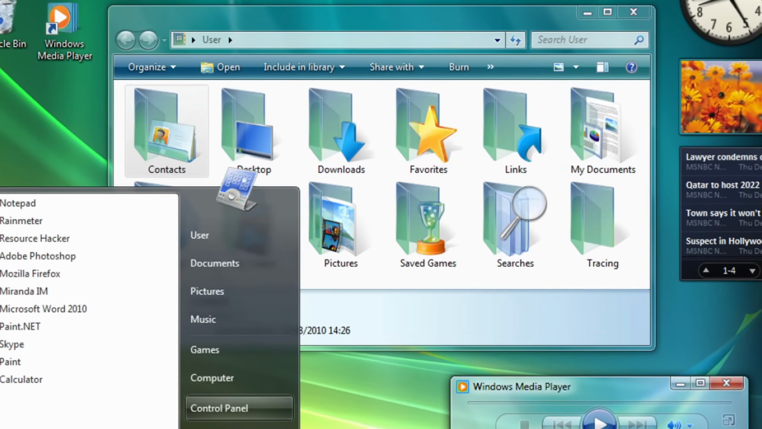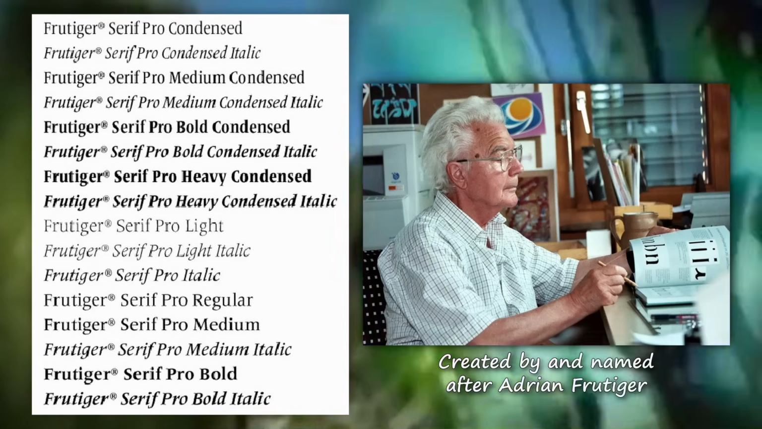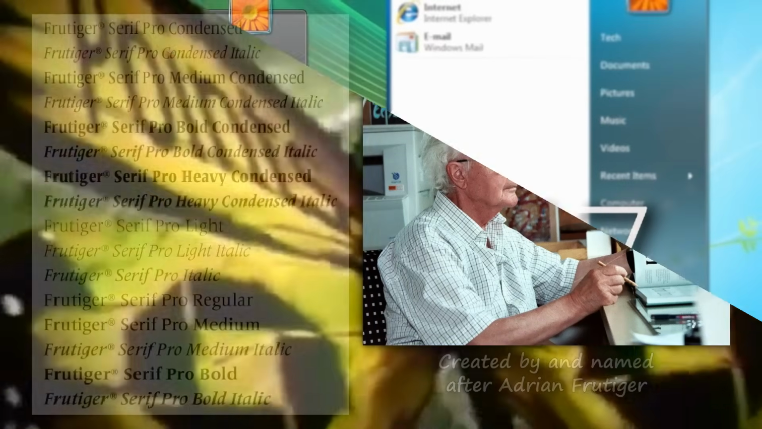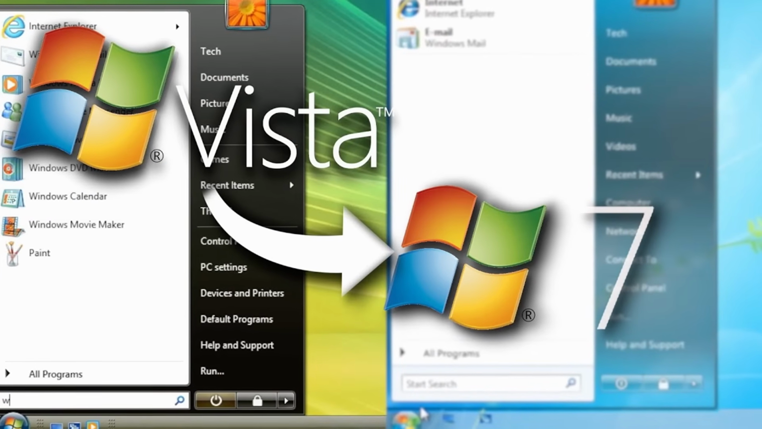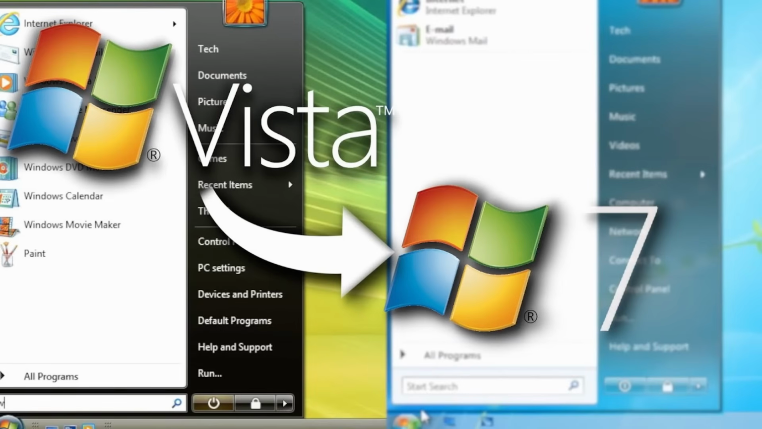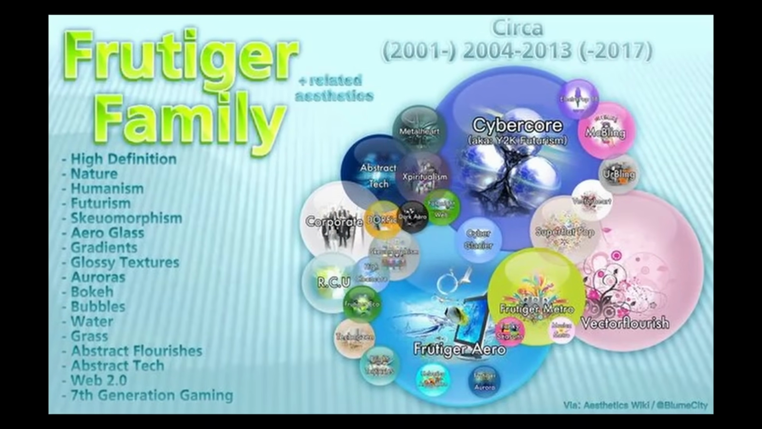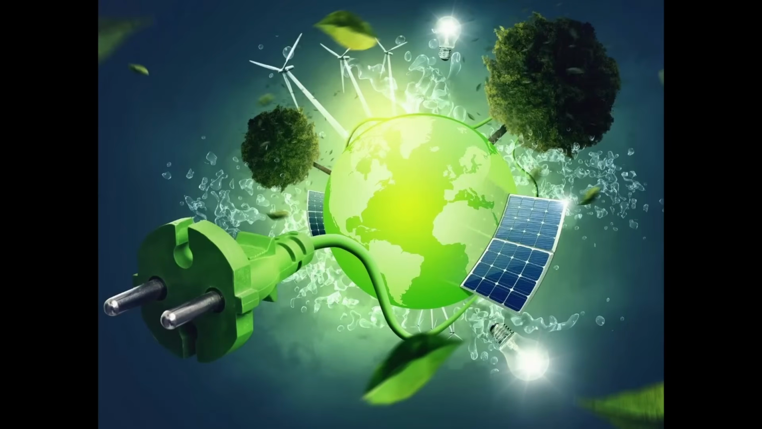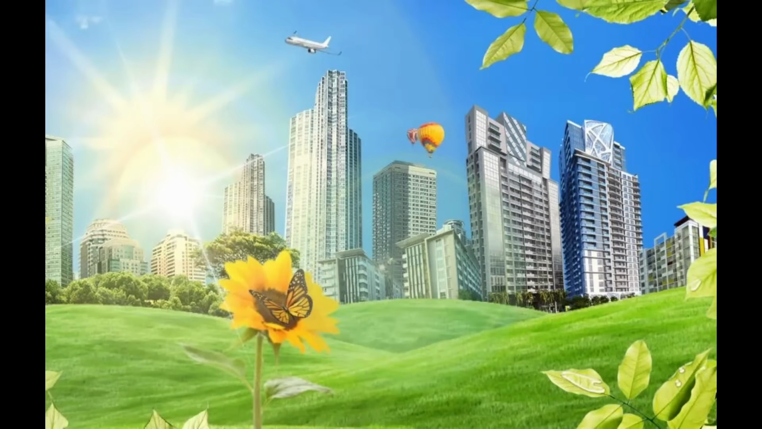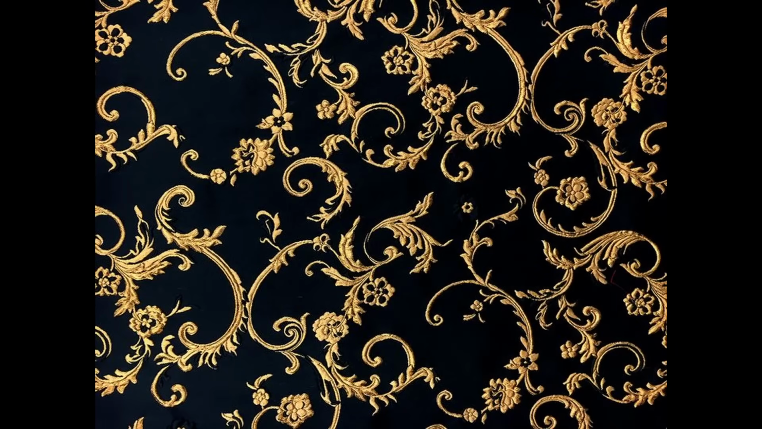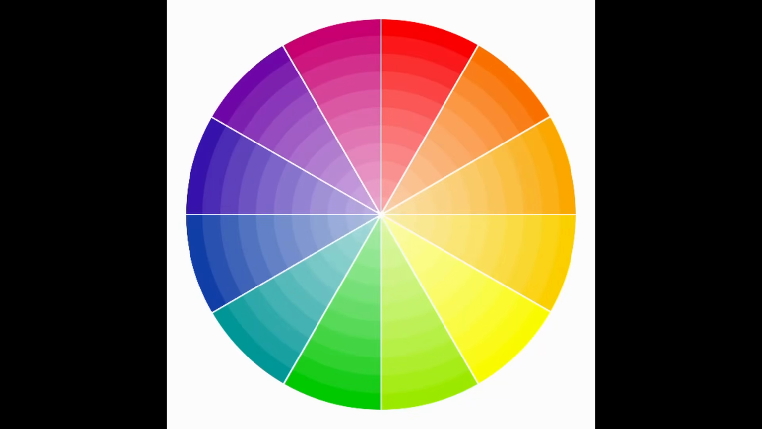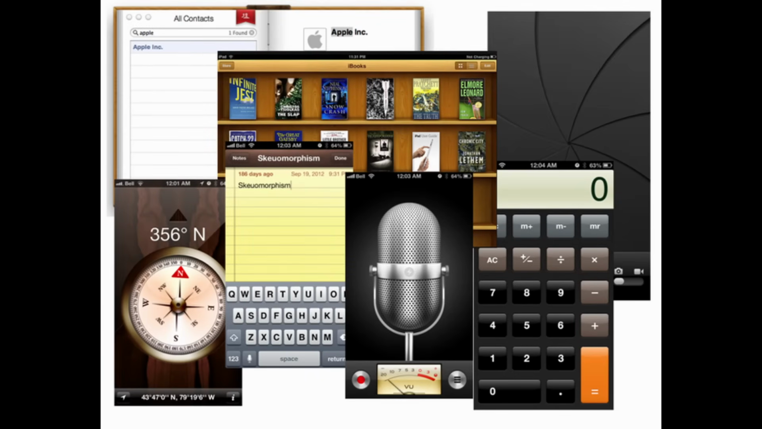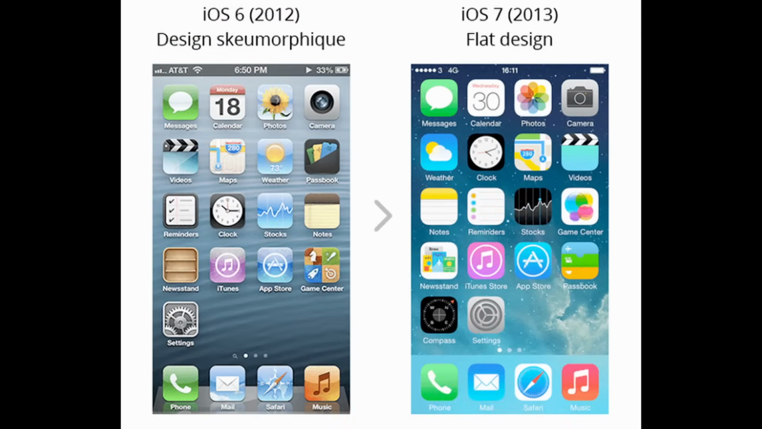The aesthetic's name is a conjunction of the Frutiger font, often used during this time period, and Windows Aero, the user interface theme for Windows Vista and Windows 7. The key components of a Frutiger Aero image are the use of water, grass, humanism, glossy textures, bokeh photography, lens flares, smooth curved lines, corporate themes, bubbles, flourish patterns, bright color palettes, and skeuomorphism, only when the aesthetic is present in user interface designs however.